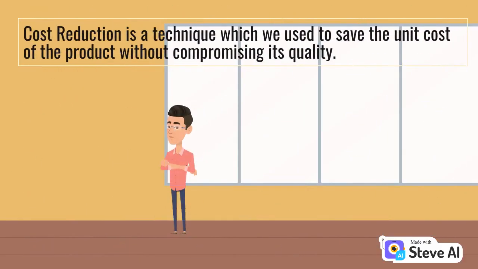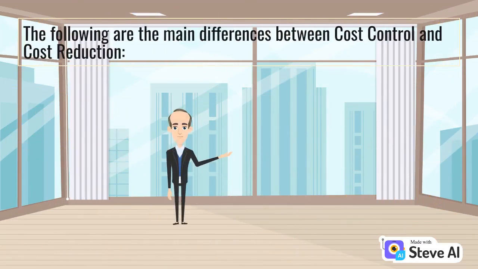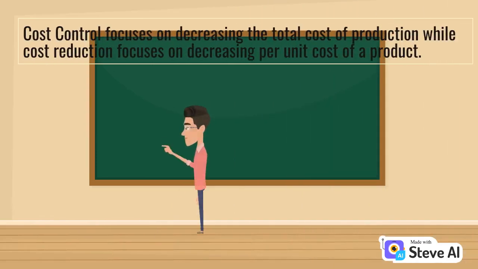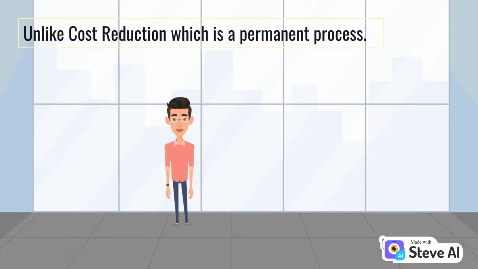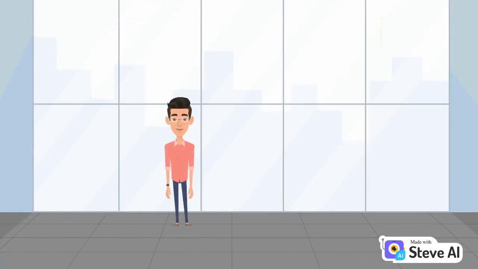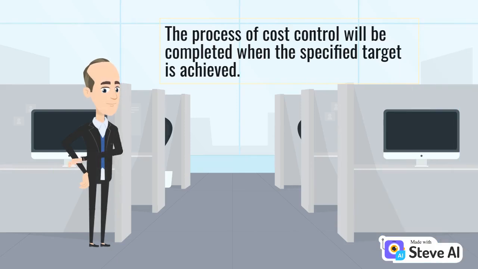Cost reduction is a technique which we use to save the unit cost of the product without compromising its quality. The following are the main differences between cost control and cost reduction. Cost control focuses on decreasing the total cost of production while cost reduction focuses on decreasing per unit cost of a product. Cost control is a temporary process in nature, unlike cost reduction, which is a permanent process. The process of cost control will be completed when the specified target is achieved.